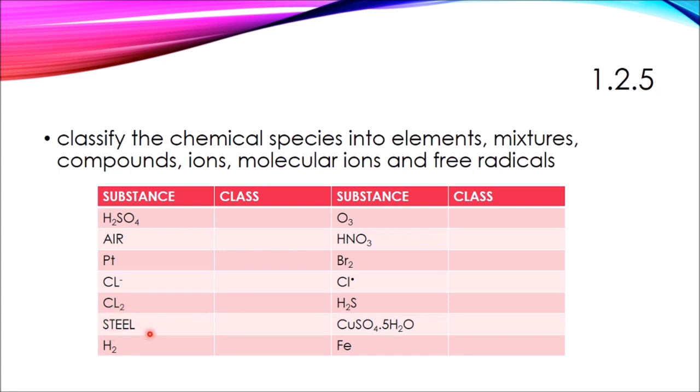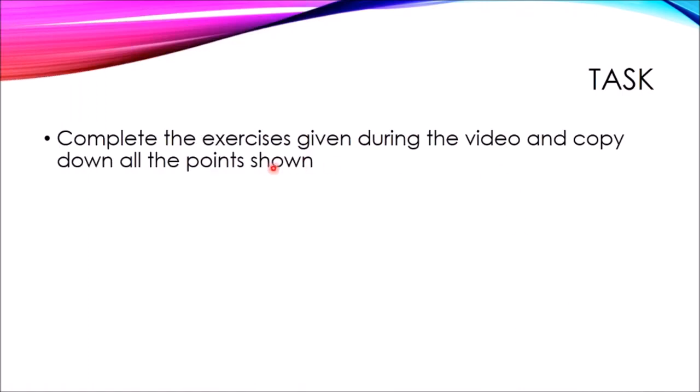Steel is a mixture because it is made up of iron and carbon. H2, you have two hydrogen atoms bonded together, so the same atoms bonded together, so this is a molecule. You have to classify these substances by yourself. So your task is to complete the exercises given during the video, and you have to copy down all the points shown. Hope you understood this lesson well. If you have any problem, you can ask me in the comment box. Thank you so much.